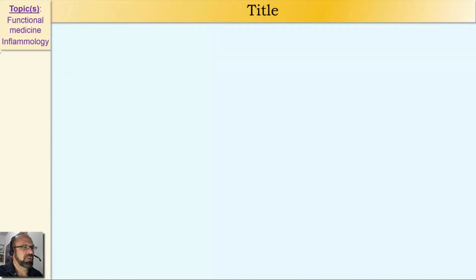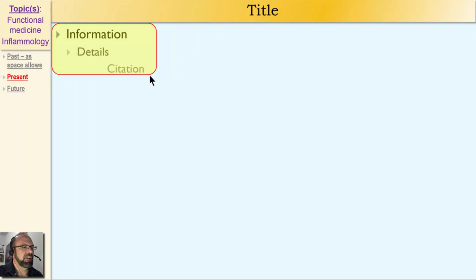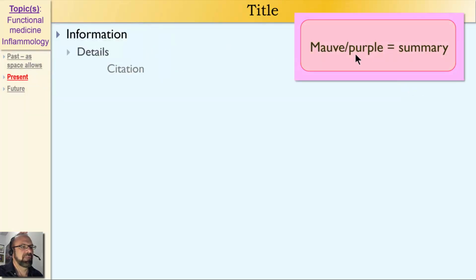Each of my slides, of course, is going to have a title at the top and a little bit of information here in the corner. Then I'll have an index to the left-hand side to kind of provide some orientation. Then the bulk of the information will be, of course, in the center of the slide. When I need to provide a summary, I'll do that within a mauve or purple-colored text box like this.